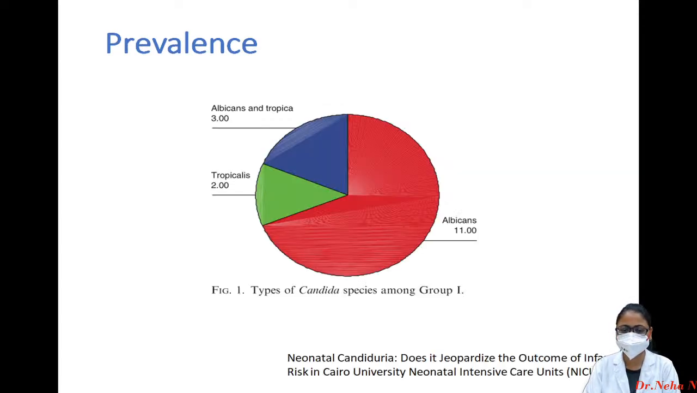This is another study in which 50 patients were taken and 16 patients were reported to have Candiduria. In this case we can see that 11 patients had Candida albicans, 3 patients had both Candida albicans and tropicalis, and 2 patients had only Candida tropicalis.